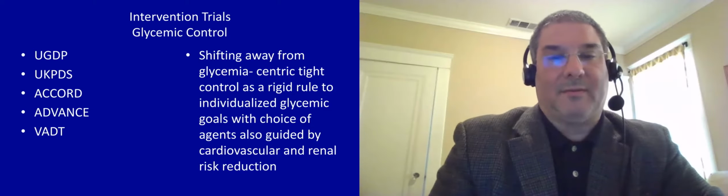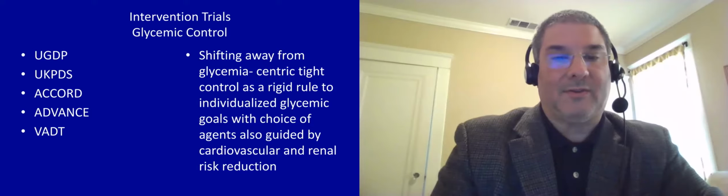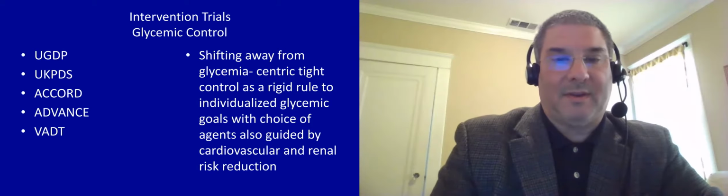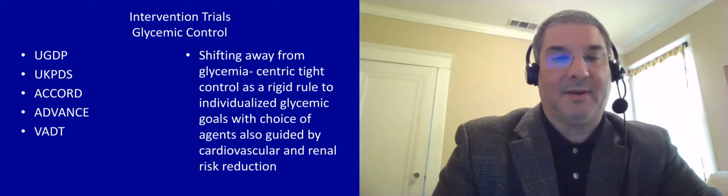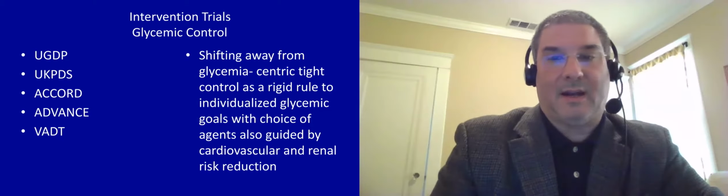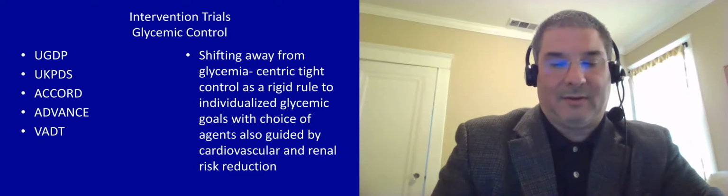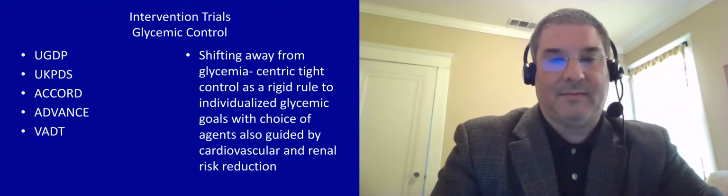We're shifting away from a glycemia or glucose-centric tight control as rigid rules. We individualize our goals now based on things like patient comorbidities, longevity, and weighing the risk of hypoglycemia over time for the long-term benefit of microvascular disease. And now we're going to start using some of our newer agents to get not only blood sugar control, but the non-glycemic benefits, which are cardiovascular, renal reduction as well.